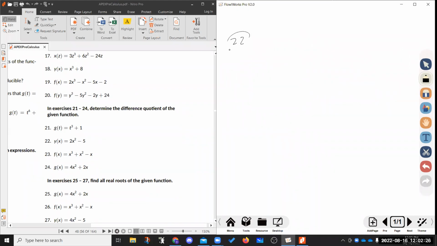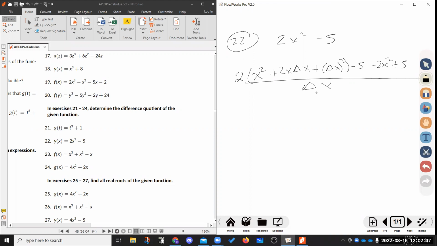Number 22, 2x squared minus 5. Let's just go ahead and do the expansion: 2 times x squared plus 2x delta x plus delta x squared, minus 5, minus 2x squared plus 5. All that's over delta x.